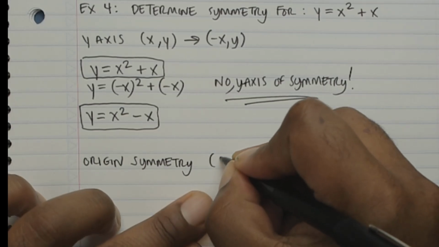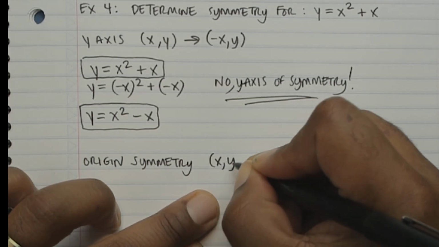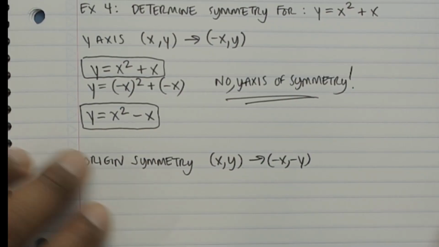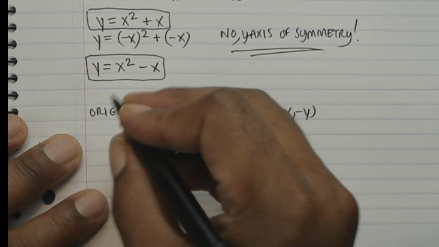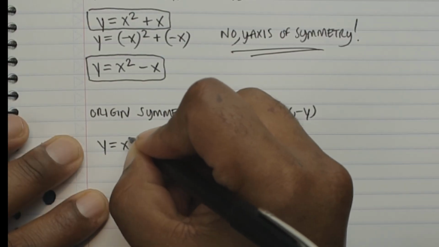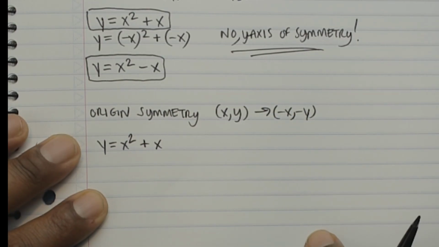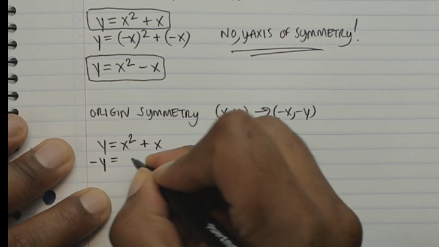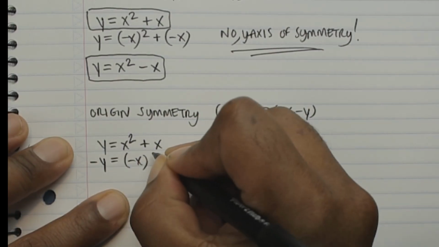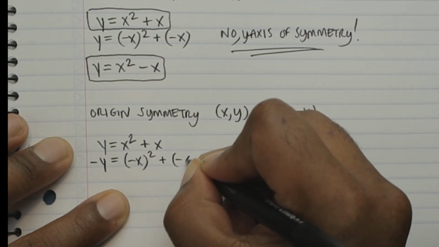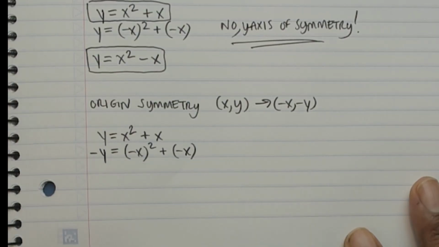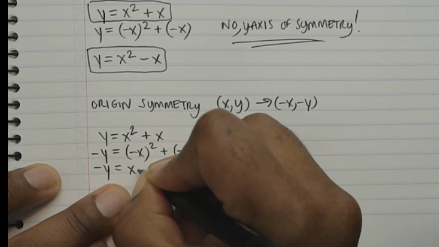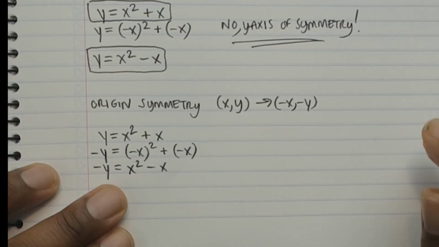And remember, for the origin symmetry, we go from x, y to negative x, negative y. So our original equation is y equals x squared plus x. And we're going to substitute the values that we need to. So y becomes negative y. The x's become negative x. After computing, we have negative y equals x squared minus x.